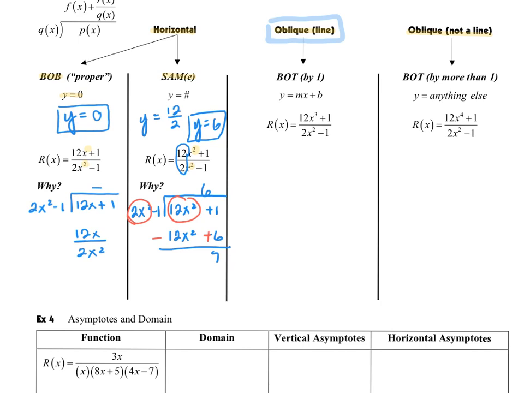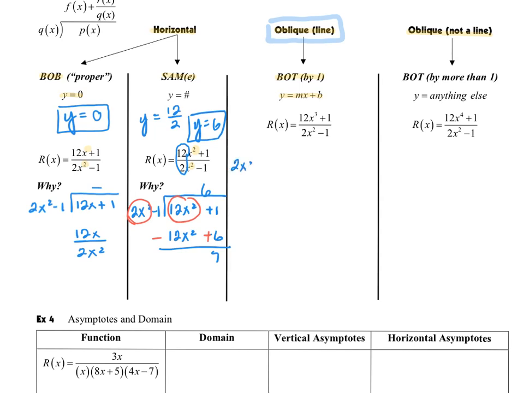So obliques that are lines are called a BOT, okay? They're specifically BOTs that are more than one. The degree on the top is bigger on the top by exactly 1 degree, and it's going to become an equation for a line. You can only get to these by doing the long division, and you can tell that because I gave you a little bit more space for this one. So let's start this long division.